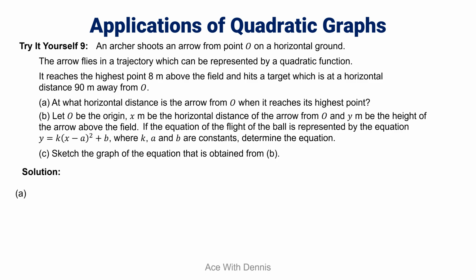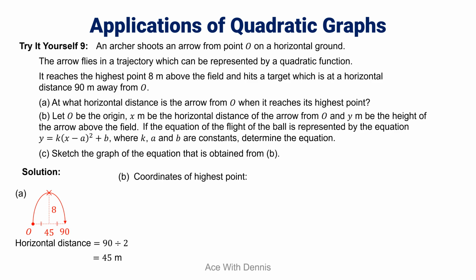Alright, so here's the solution. For A, we should sketch how the arrow moves. So this is 0, or O, the starting point. This is the highest point, where it is 8 meters above the field. The landing distance is 90 meters, which means that the middle point is 45. Hence, the horizontal distance will be 90 divided by 2, which is 45 meters.